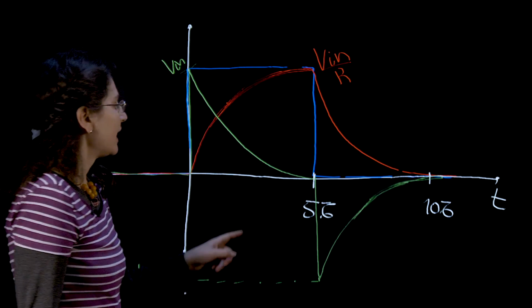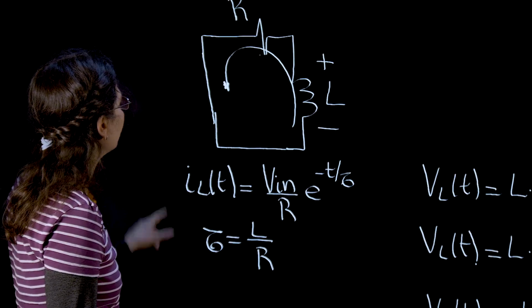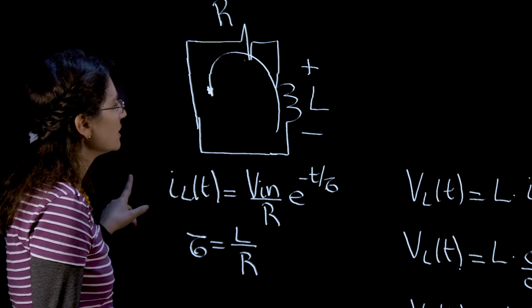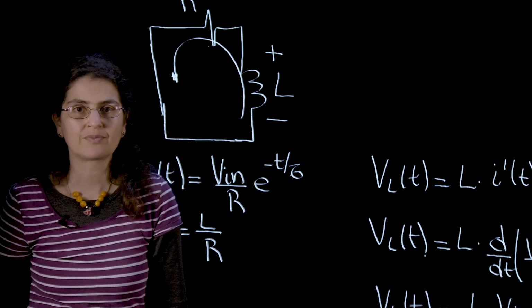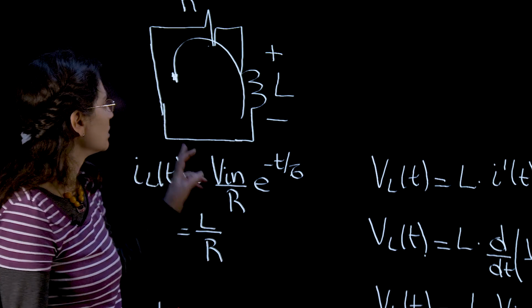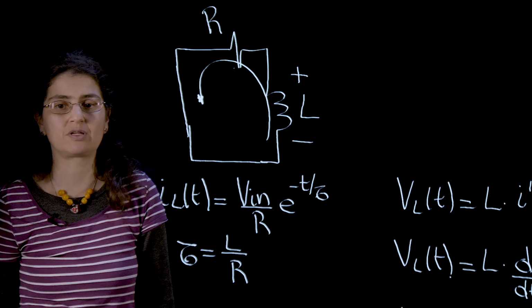So that's it for the step response of the RL circuit. In the next videos, we will be looking at the frequency response and how to deal with such a circuit when we have a sinusoidal input instead of a DC input.